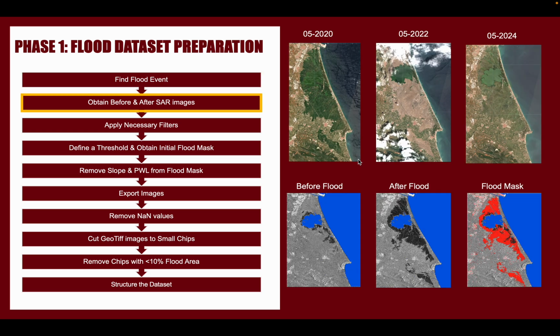The second part was to get before and after SAR images of the flood. Here we can see the Valencia flood on the right-hand side. We can see the images at different times, the optical images on the top and the SAR images on the bottom. If we compare before and after the flood, the darker parts in the SAR image represent the water or the flooded area, and in the after-flood image we have more black areas. Those are the parts that the flood has covered. Then I used a thresholding method by the United Nations SPIDER to extract the flood mask from this comparison.